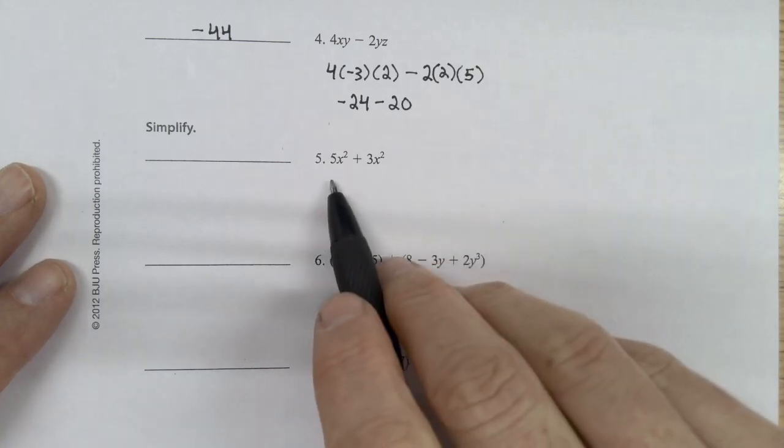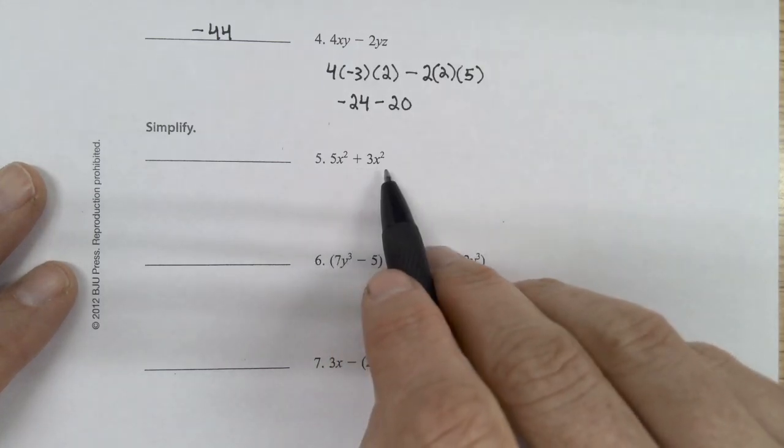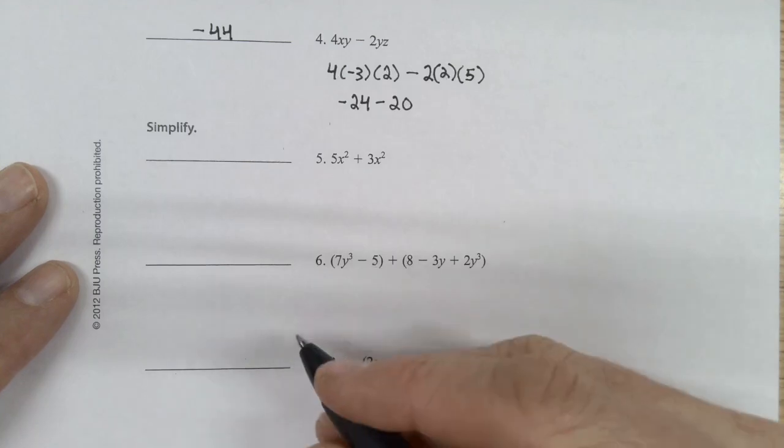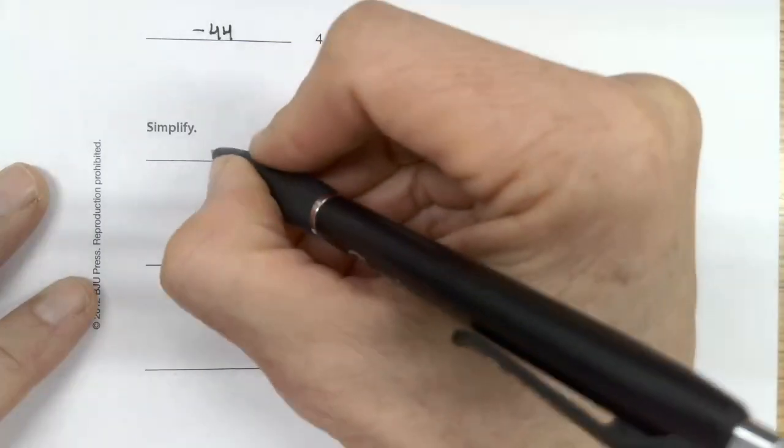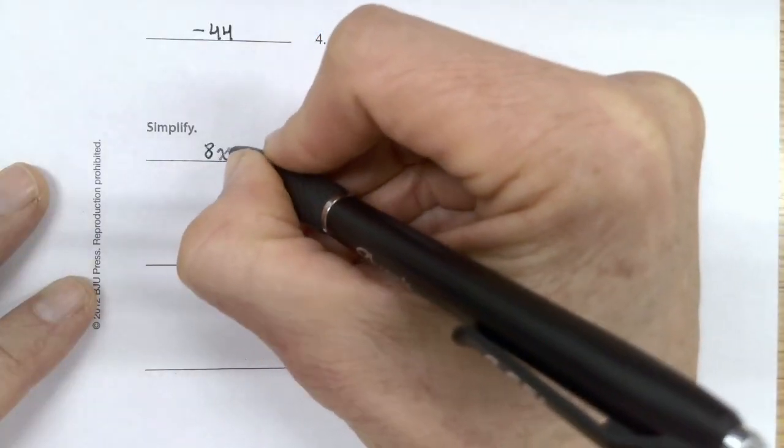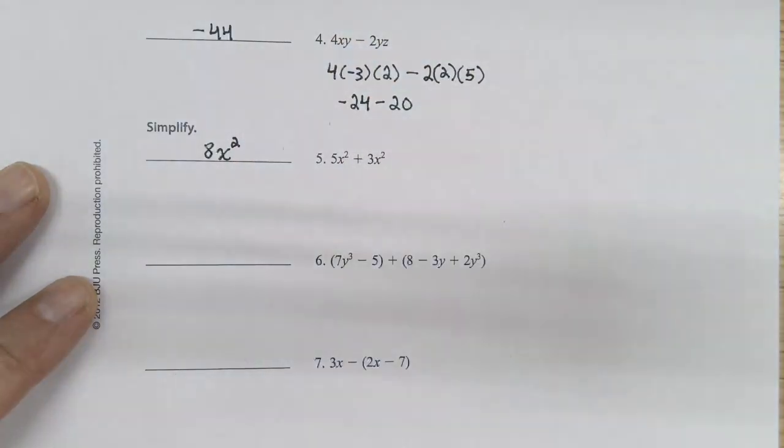So these are like terms, 5x squared and 3x squared. So all you have to do is combine them, and you're going to get 8x squared. It's that simple. 5 plus 3 is 8. They're like terms, you can just add them together.